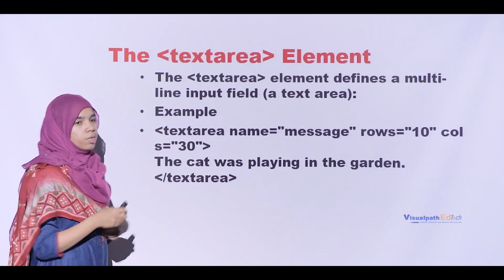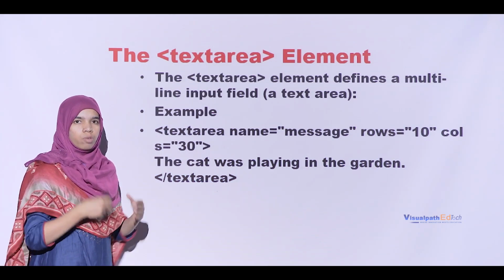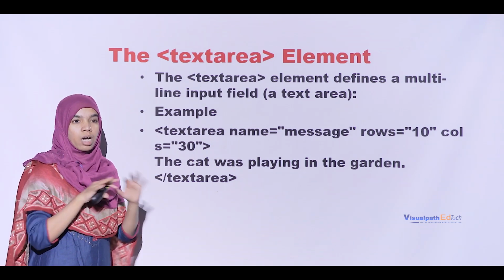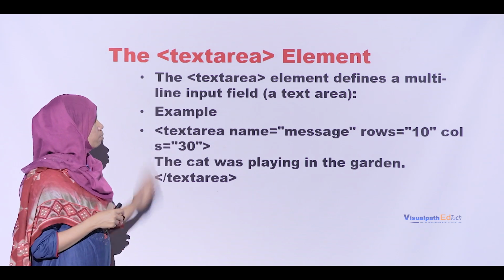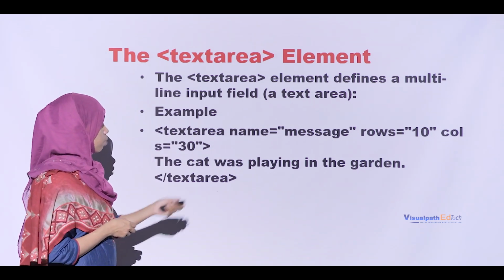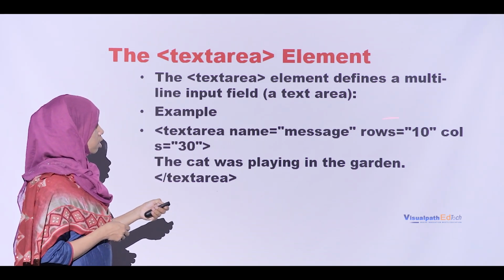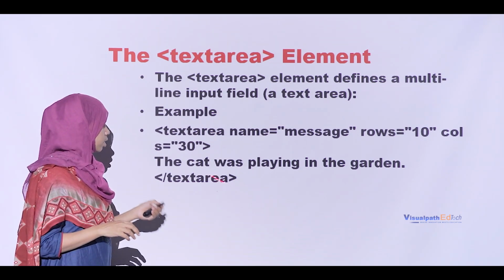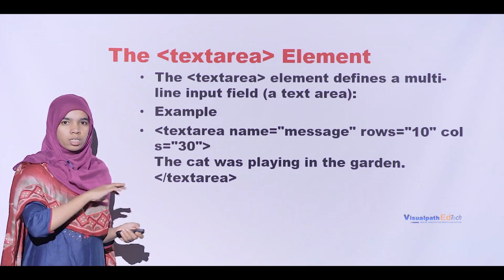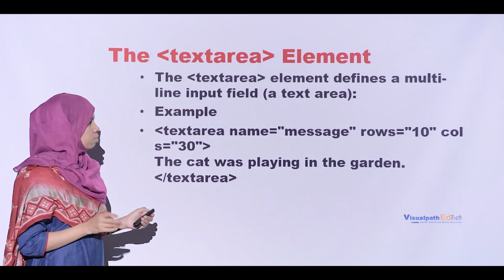Text area. If at all the user is entering some information like house address, into 2 to 3 lines, at that time we will be making use of the text area where you will be giving a certain number of rows and columns for entering the detailed information. So here we are giving the cat was playing in the garden as some part of the information.